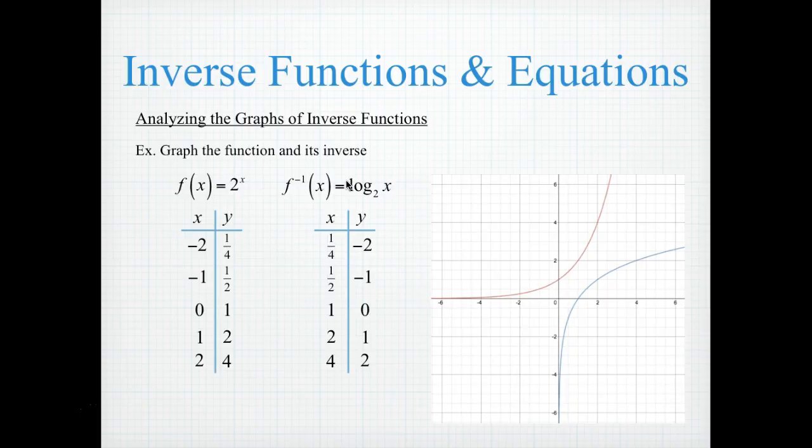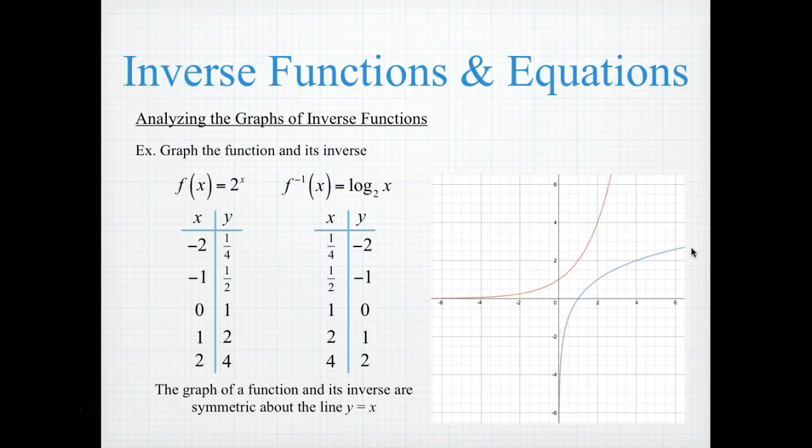So again, I have my parent function, which is the red curve, which starts off really small, close to the x-axis, and as x increases, my y values increase dramatically. My inverse function is the blue curve that starts off infinitesimally close to 0 and increases dramatically and then flattens out as x increases. Now the graph of a function and its inverse are always going to be symmetric about the line y equals x.